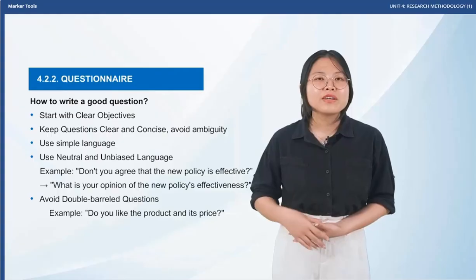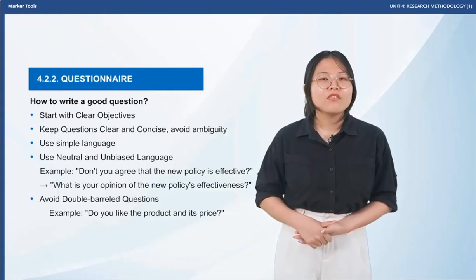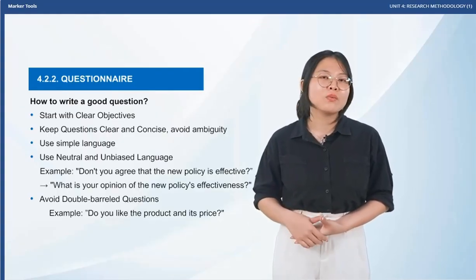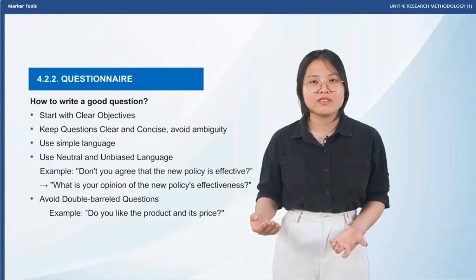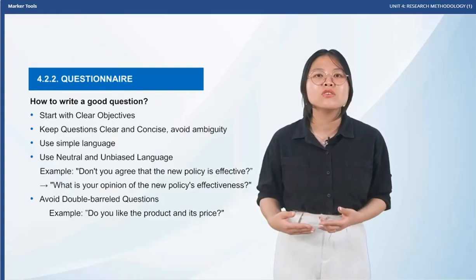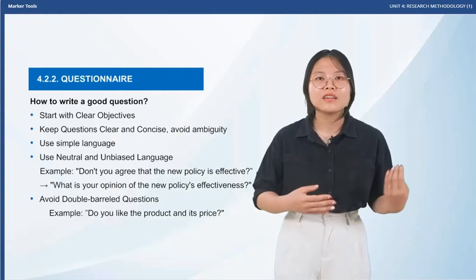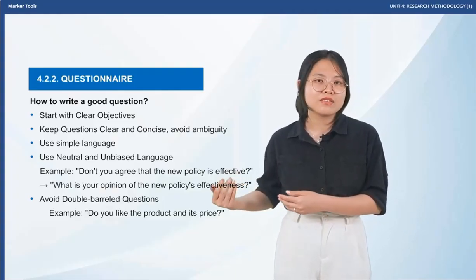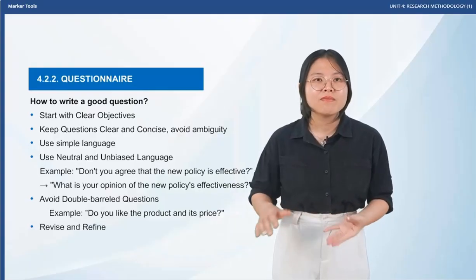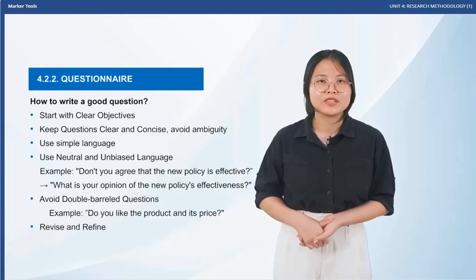Next one, avoid two-aspect questions. For example, do not ask 2 things in one question: do you like the products and its price? You should break it into 2 different questions. Do you like the products? The other one, do you like its price? And the last one, remember to revise and refine the questions.